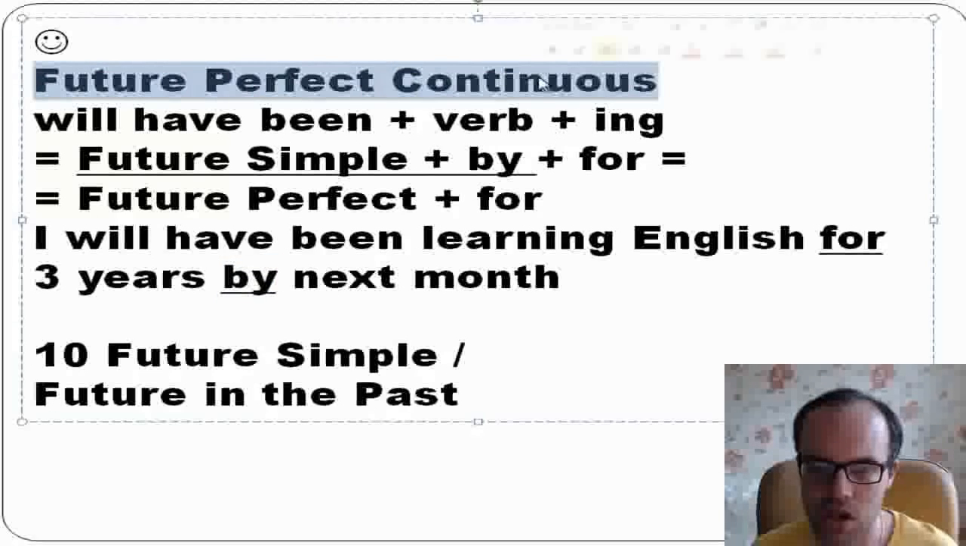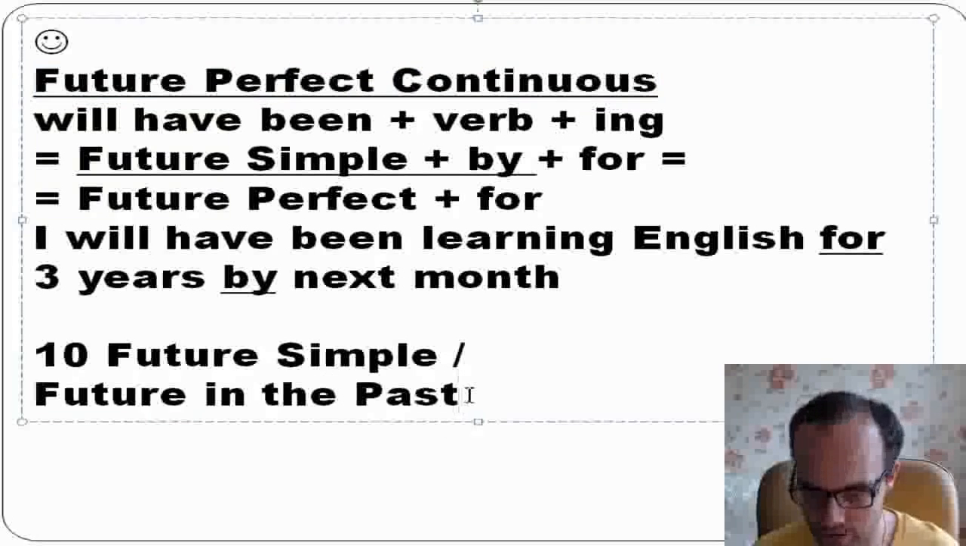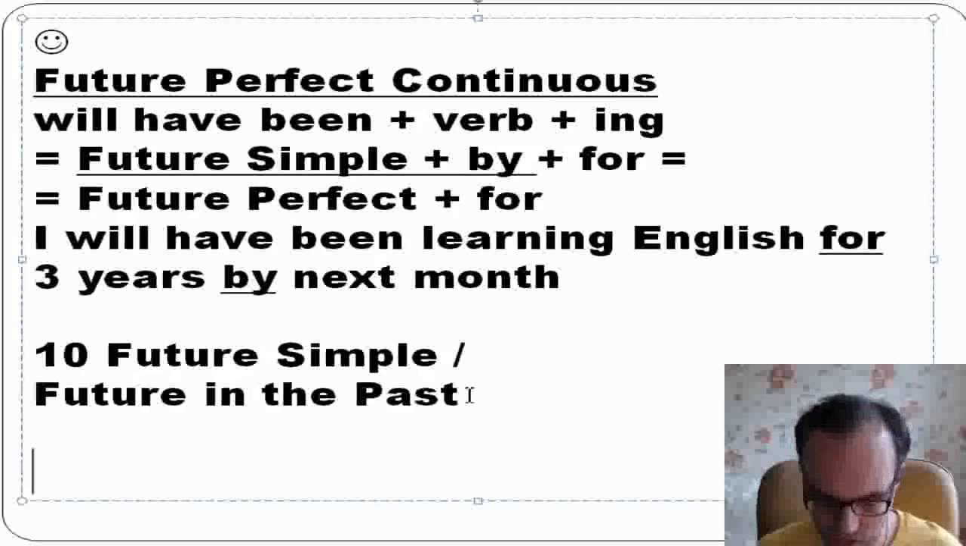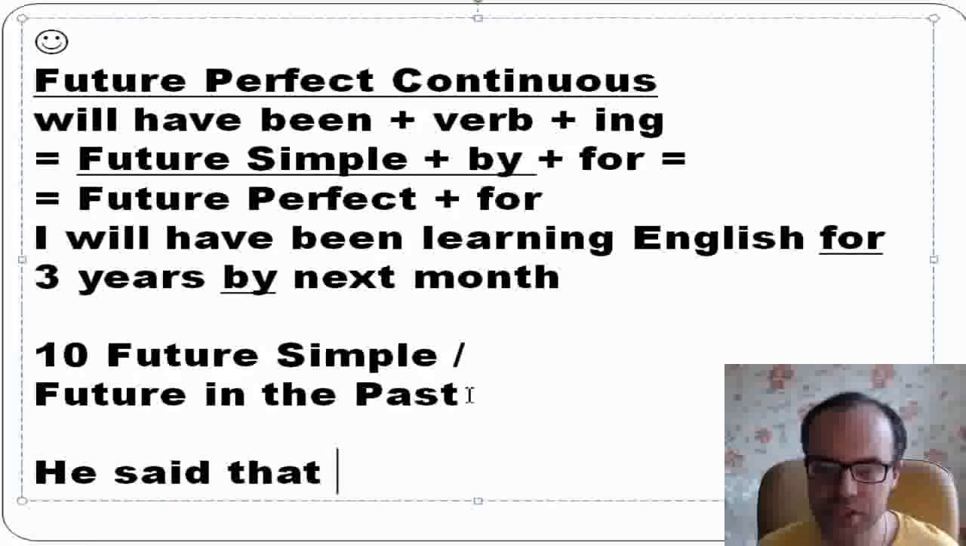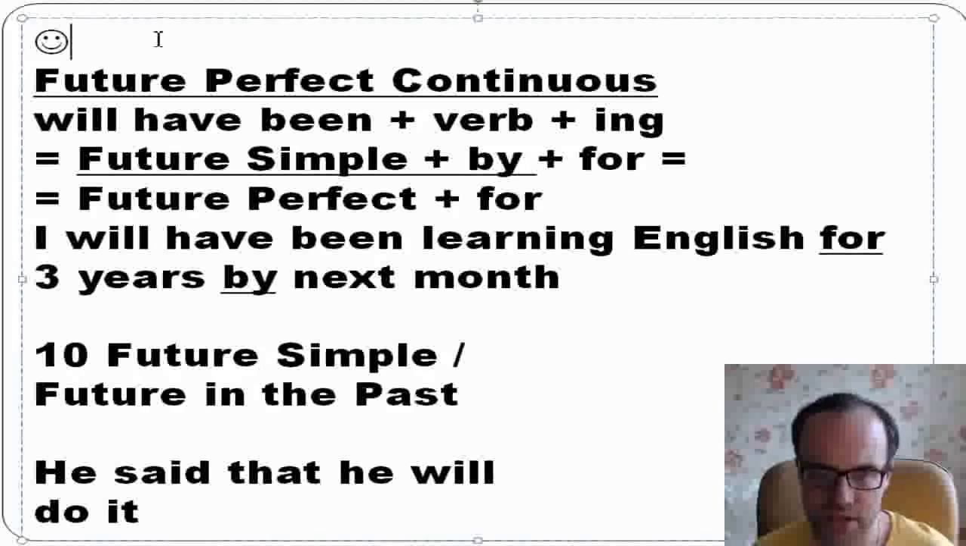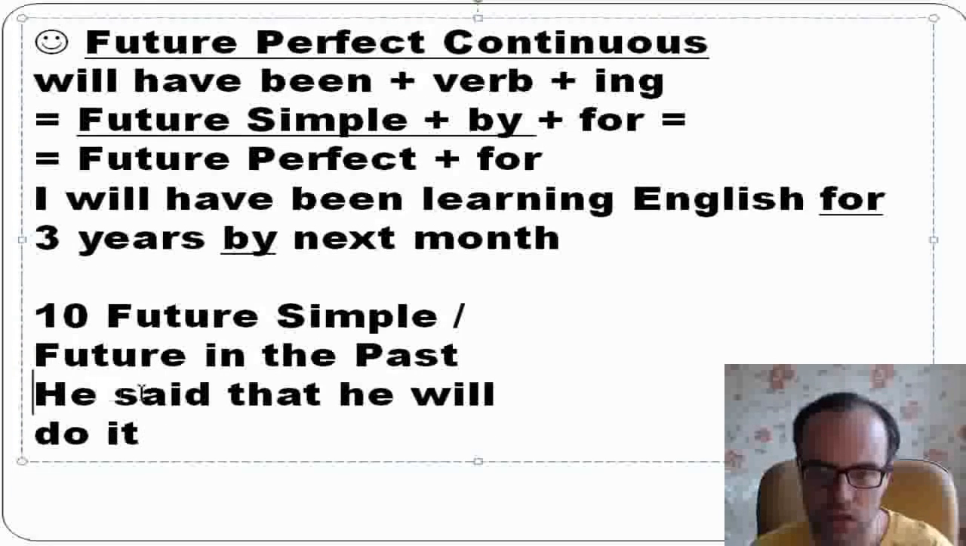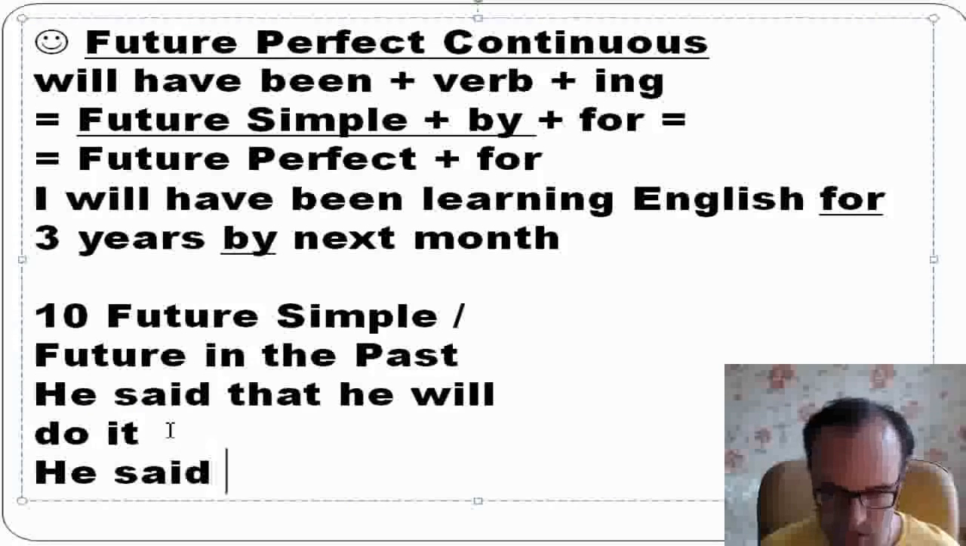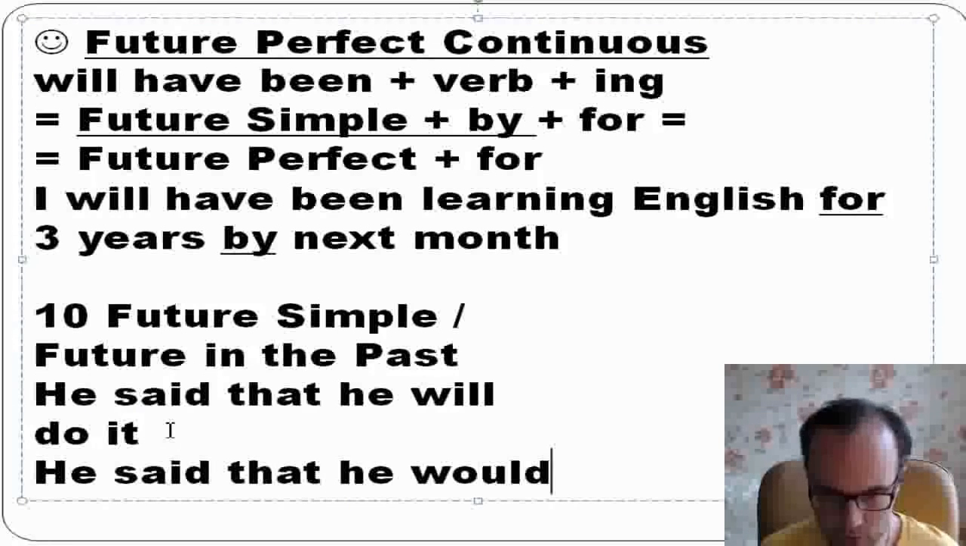Well, and what about future simple and future in the past? Yeah, future in the past. For example, he said that he will do it. Is it correct or not? If it's about the past, you can't say it. You need to say he said that he would do it.